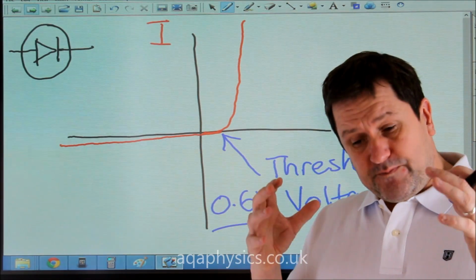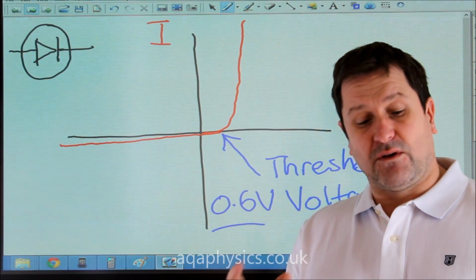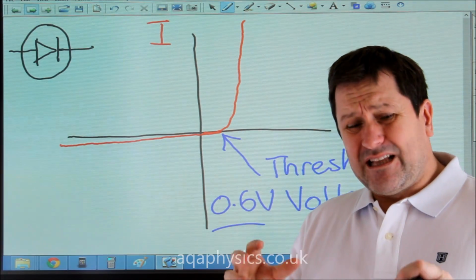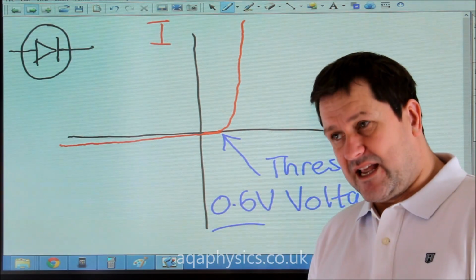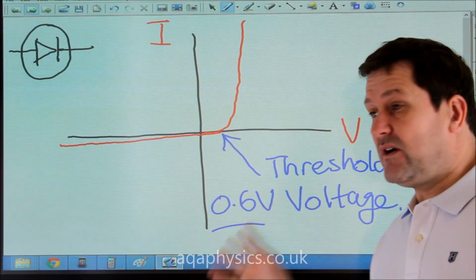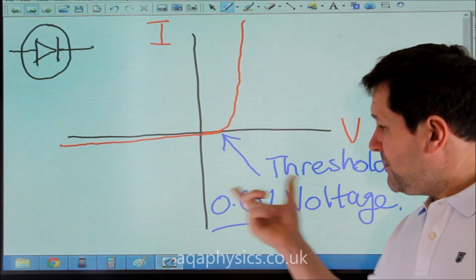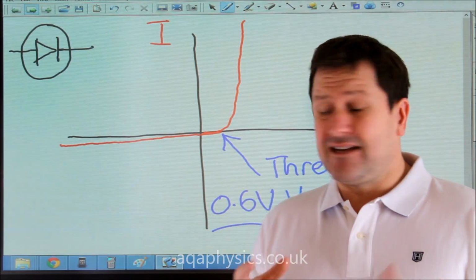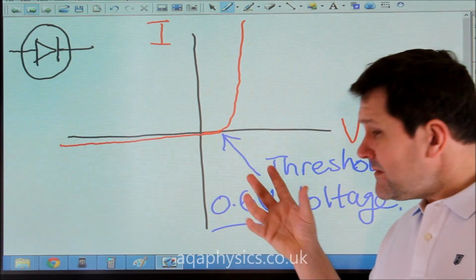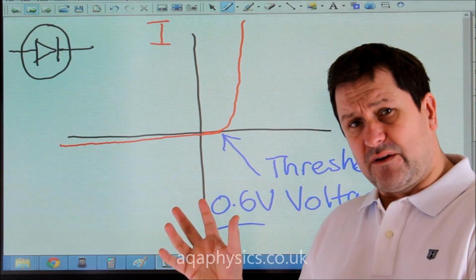So the diode takes 0.6 volts potential difference and then the current will flow through it. Now this is really important when it's in a circuit because you need to think of it as taking 0.6 volts before anything will flow through it. Up to 0.6 volts, it has an infinite resistance, if you like. But once you've gone past 0.6 volts, it will allow any current to flow through it.